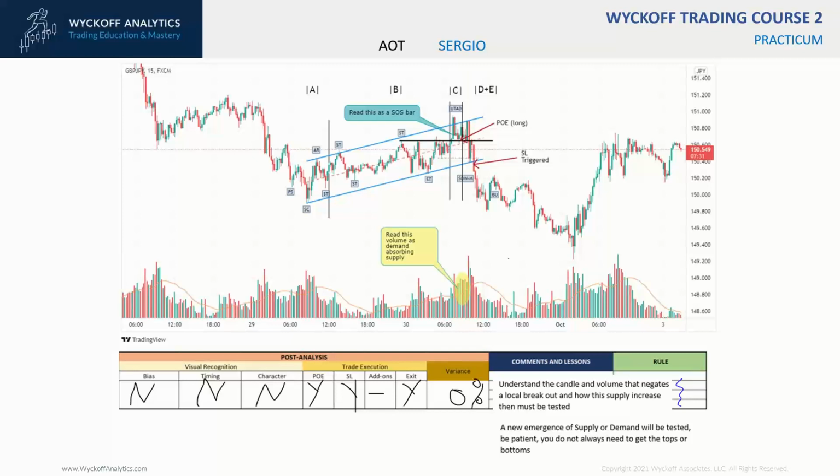And a new emergence of supply or demand will be tested. Be patient. You do not always need to get the tops or bottoms. And again, go back and listen to the previous discussion that you made about a counter trend trade, and understanding the background and what the best point of entry in a counter trend trade is.